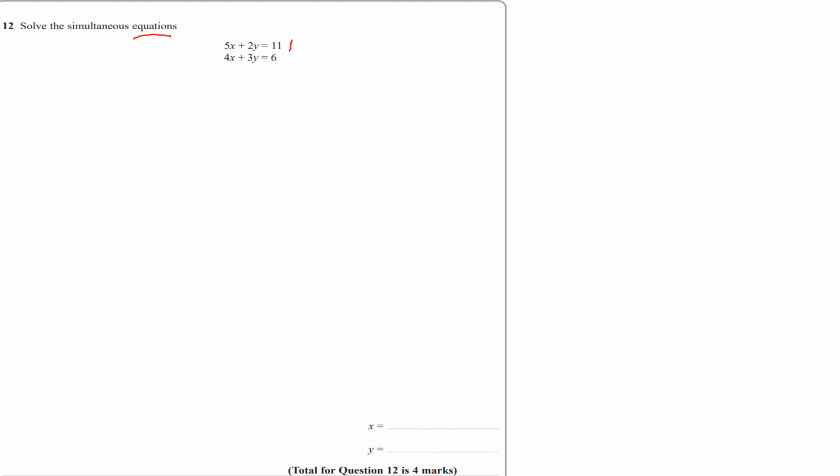So I'm going to label the first one here as equation 1 and equation 2. The key with these is I want to try and get the same number of x's or the same number of y's in both equations, and I can then solve it by the elimination method. So if I multiply equation 1 by 3 and equation 2 by 2, that will get me the same number of y's in both equations.